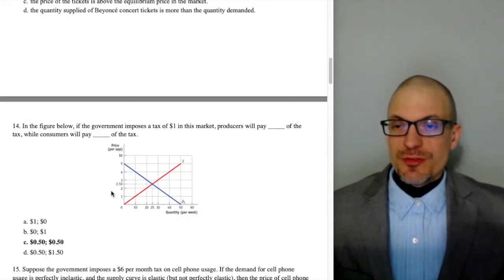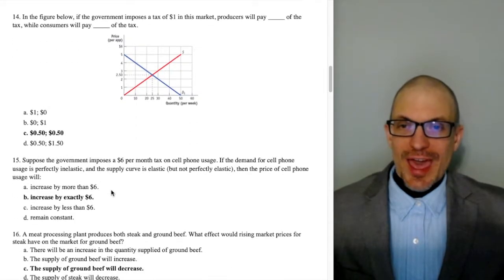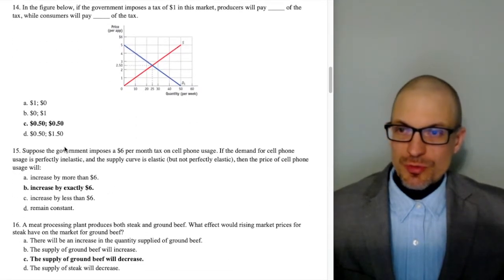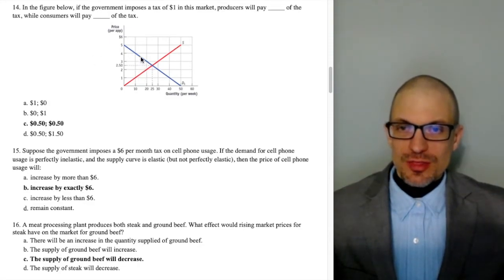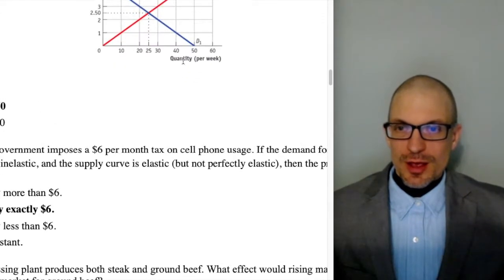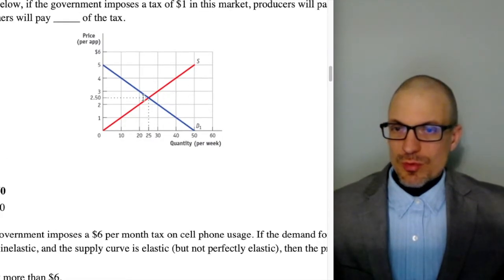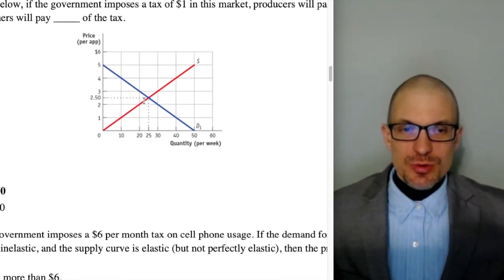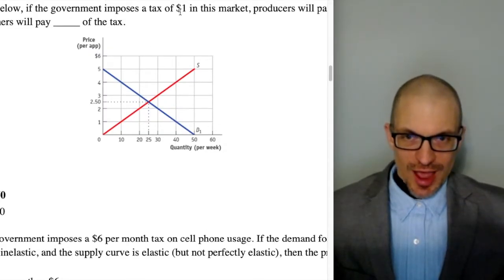Okay, so in the figure below, if the government imposes a tax of $1 in this market, the producers will pay how much of the tax and consumers will pay how much? Okay, so we can think about this. Zoom in a little bit. Looking at this, we've got equal slopes, and we don't need that so much. We just see the tax is $1.